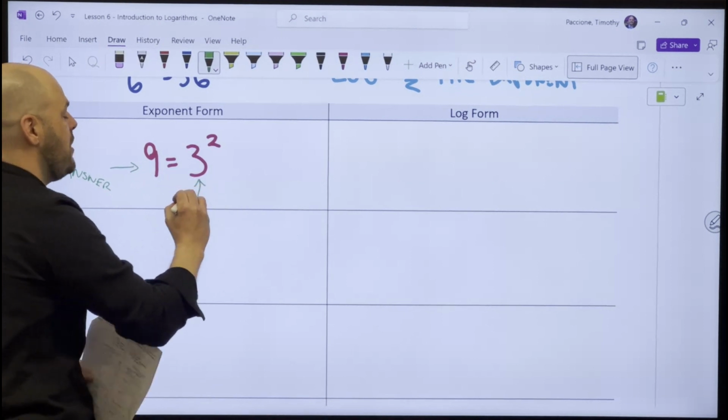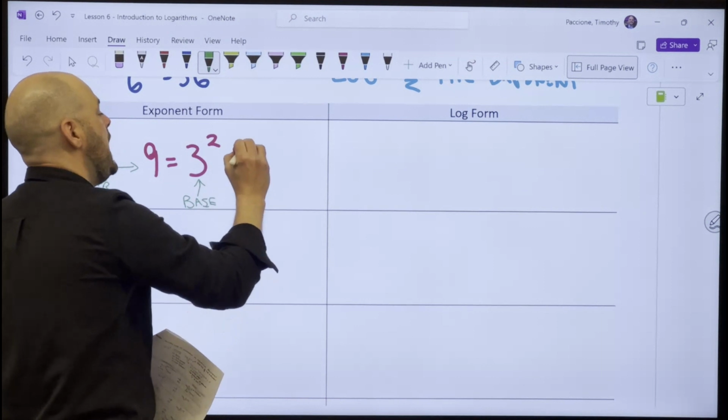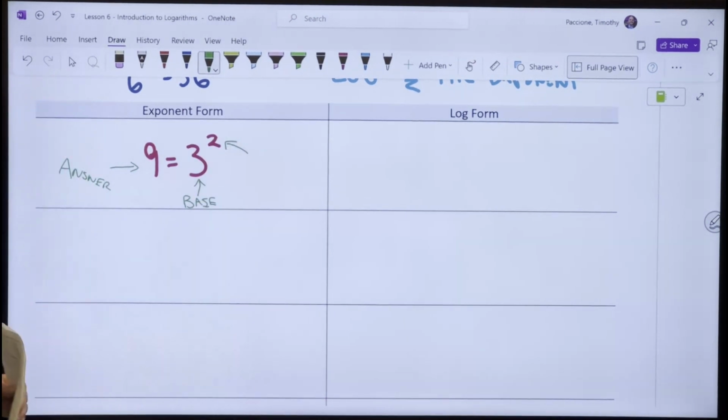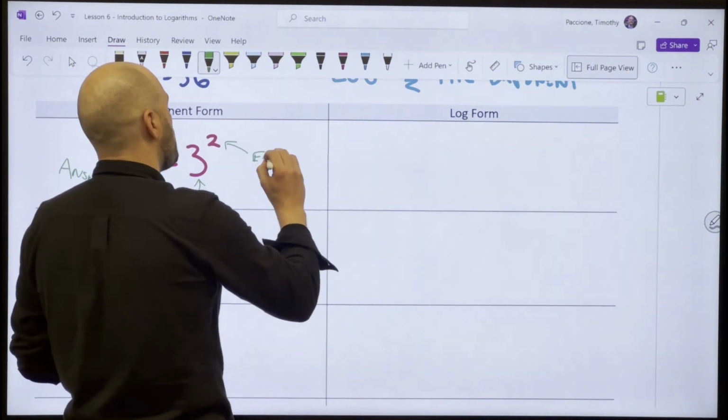Our 3 is our base. By the way, that's happened 3 times today, so don't feel bad. And this 2 is our exponent.